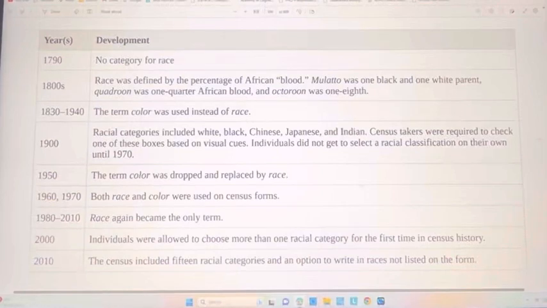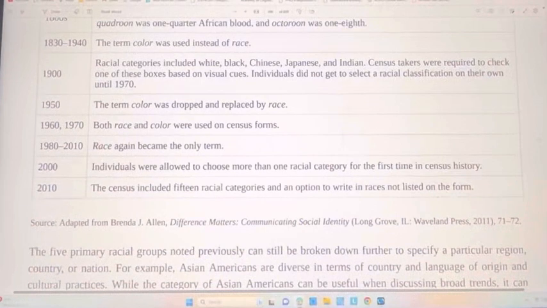1830 to 1940, the term color was used instead of race. 1900, racial categories included white, black, Chinese, Japanese, and Indian. I'm guessing that means East Indian, but I'm not sure. Census takers were required to check one of these boxes based on visual cues. Maybe this is for the US and it means Native Americans. Individuals did not get to select a racial classification on their own until 1970.